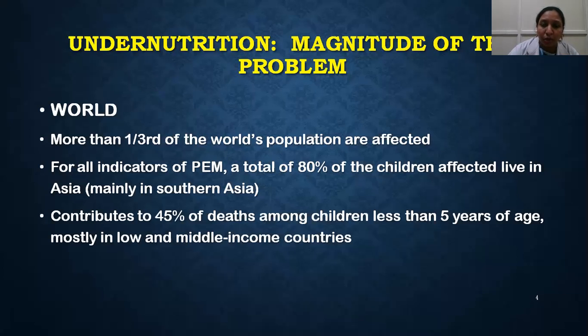Even this malnutrition contributes to about 45% of deaths among children who are less than 5 years of age. Most of the deaths, directly or indirectly, the causation would be undernutrition, especially in the low and middle income countries, whereas in the high income countries the reasons could be a different cause. But usually in the low and middle income countries, almost half of the deaths are due to this undernutrition problem. So this is the extent of the problem in the world.